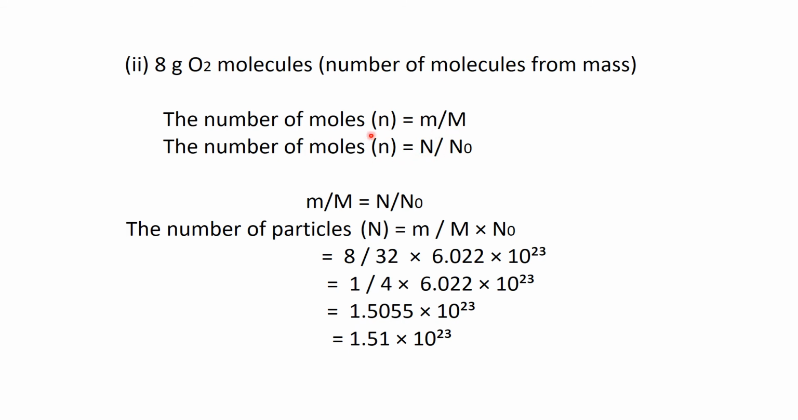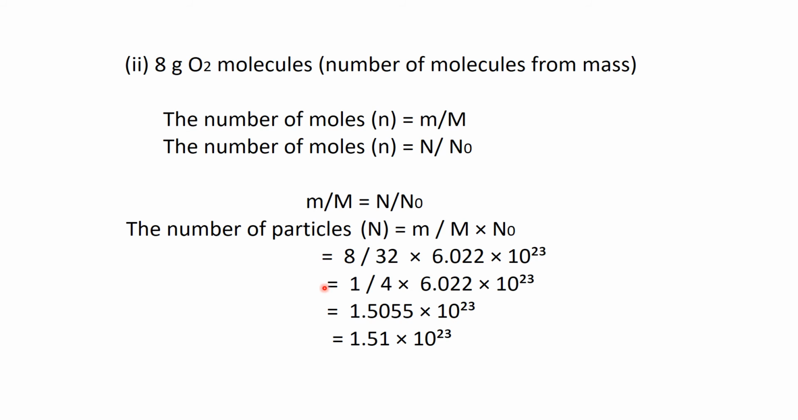So these two, because both are equal to the number of moles, you can put small m upon capital M equal to capital N upon n0, meaning given mass upon molar mass is equal to given number of particles upon the Avogadro number. And the given number of particles is what you have to find out, right? So what you will do is small m upon capital M multiplied by n0, that is the Avogadro number.